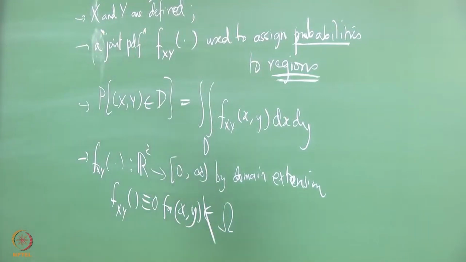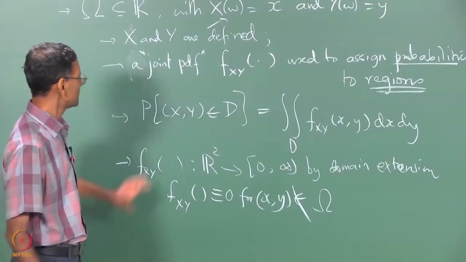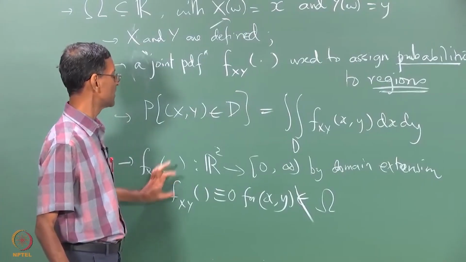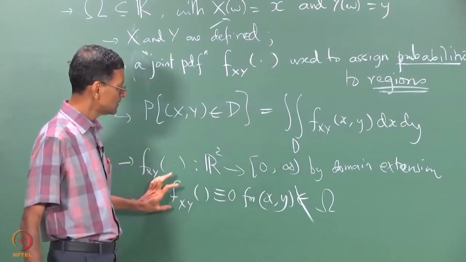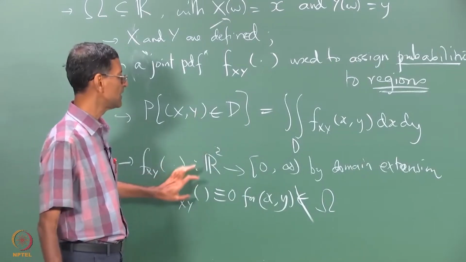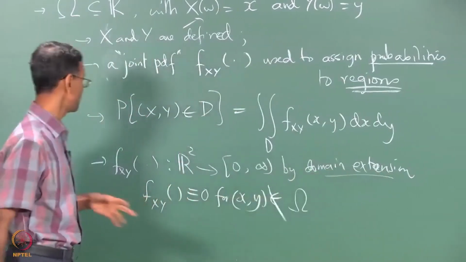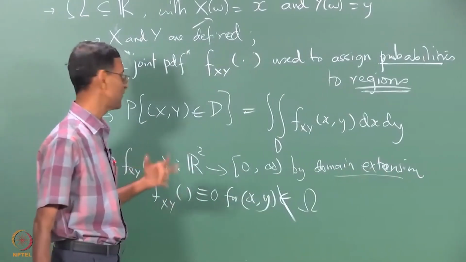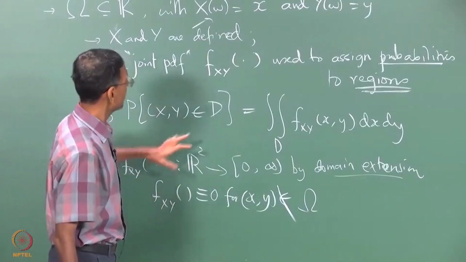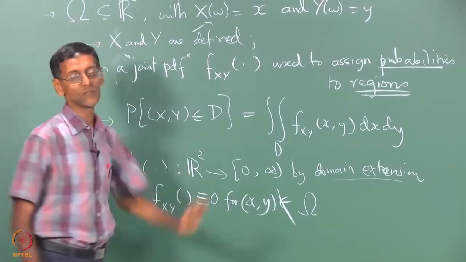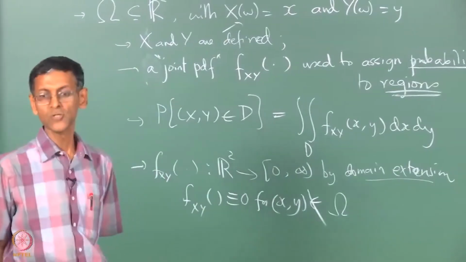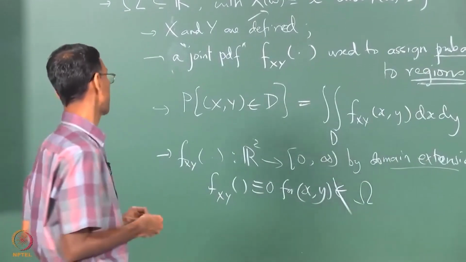So this is just a summary of what we saw in last Wednesday's class. We have taken an integrable function of two arguments, f_XY, and we are defining it over the whole plane by domain extension, like we did for the PDFs of one variable. Here we have a well defined region where X and Y take values, which is an uncountable subset of R squared.